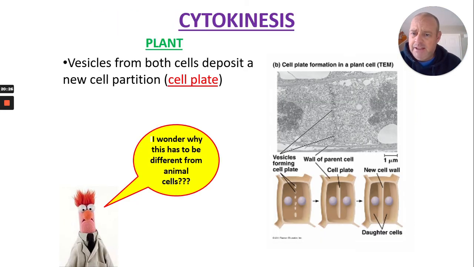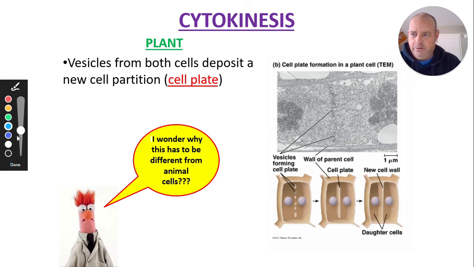For a plant, it has to work a little different. You can't just throw a lasso of a microfilament around a plant cell because why? Because it has a cell wall, and that cell wall is way too strong. So you can't just cut a cell wall like you can a cell membrane. So in this case, it has to get built from the inside.